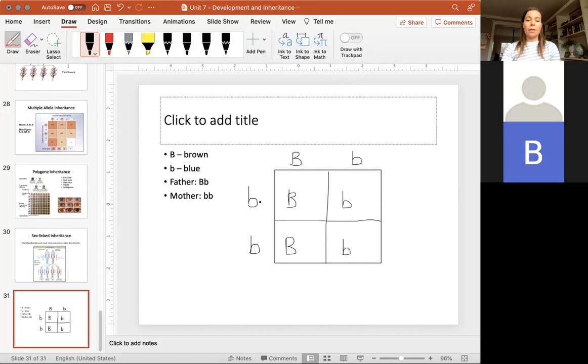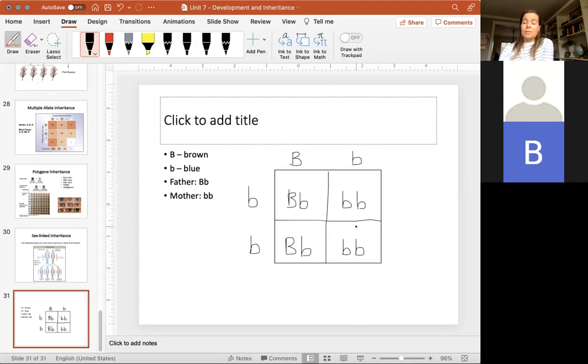Okay, and then we do the same thing for the father's allele. We have this lowercase b. We're going to bring it over into the two boxes that it's next to. Same thing for this one. Bring the little b over here and here. And now we're done. So now we have our potential genotypes for the offspring that they would have.